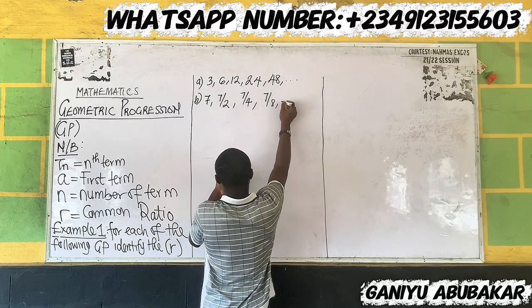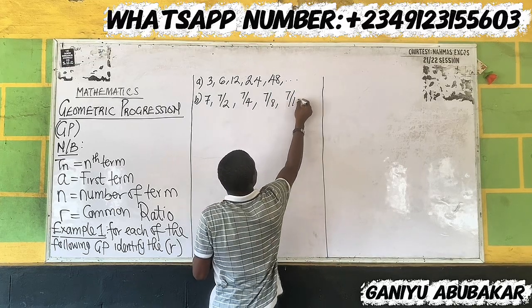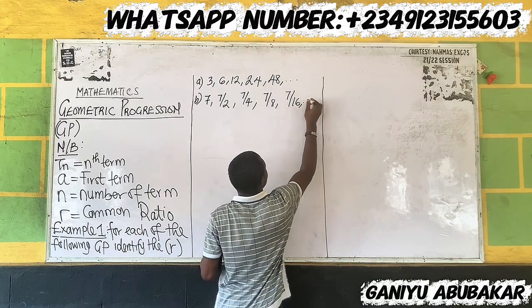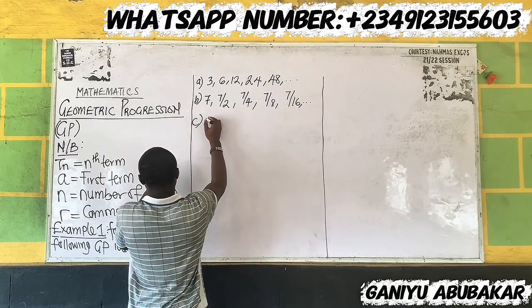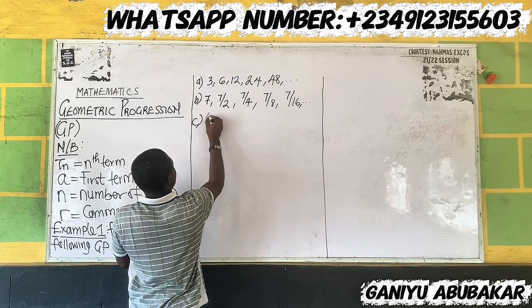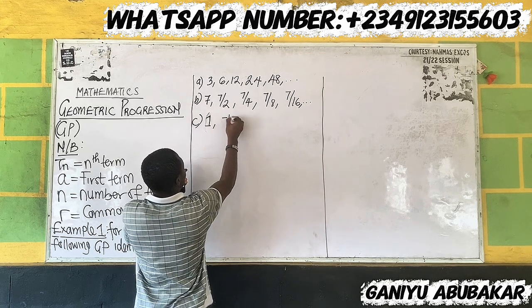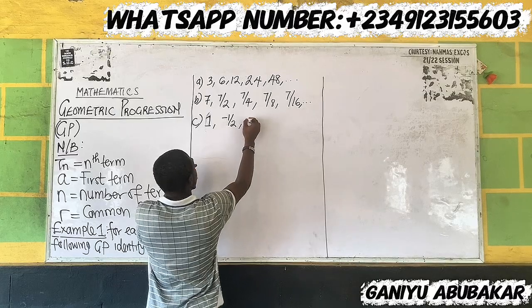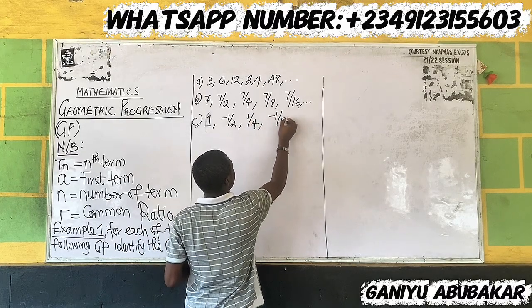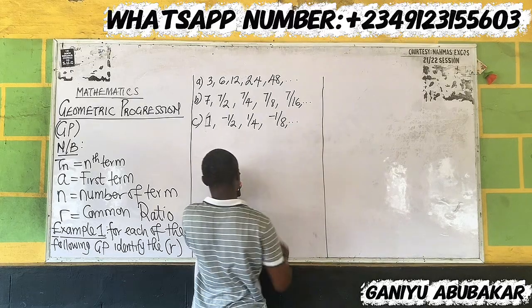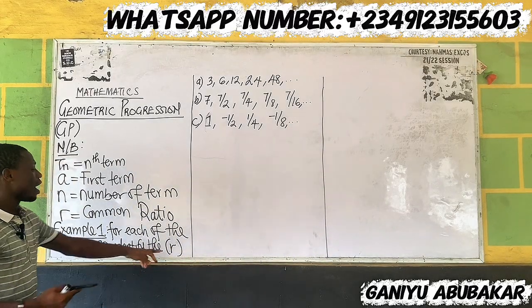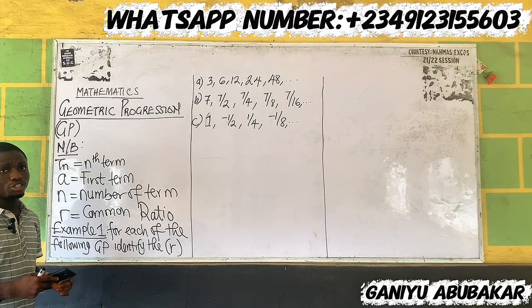7 over 8, and 7 over 16. I have this one here, dot. Continues. Question C says 1. I have 1, minus 1 over 2, 1 over 4, minus 1 over 8, dot. Continues. So with these examples, let's try to get R, common ratio.